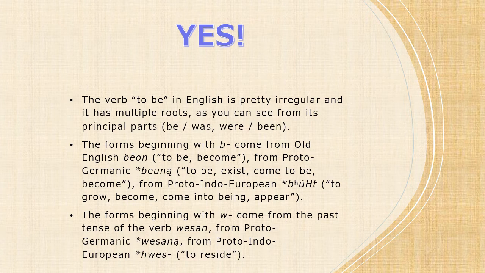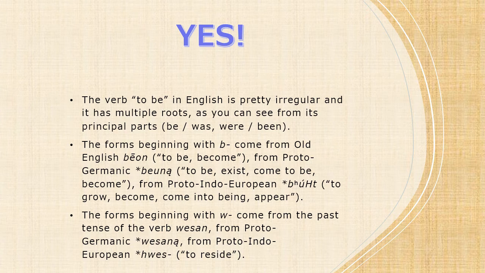So as you can see, it has two roots, the root starting with a B and the root starting with a W. The forms beginning with a B come from an Old English verb, beon, which is to be or to become, which also has a Proto-Germanic root, beuna, which in turn comes from a Proto-Indo-European word. And the forms with W come from the past tense of the verb wesan, from the Proto-Germanic wesana, which also has a root in Indo-European.